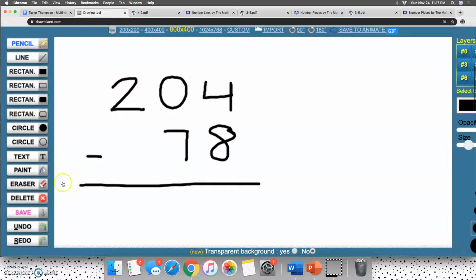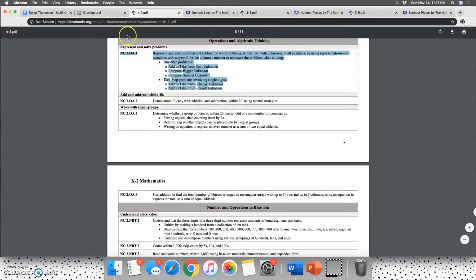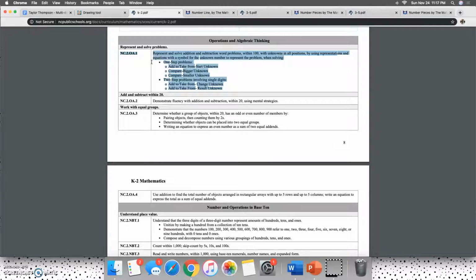Now, for second graders, that could be said in a few different ways, such as what is 78 less than 204? What is 204 take away 78? Or other things like that. Now, the standard that I found for second grade is, I actually found two. So the first one is NC.2.OA.1. So just being able to represent and solve addition and subtraction word problems within 100. Specifically one-step problems, two-step problems involving single digits.